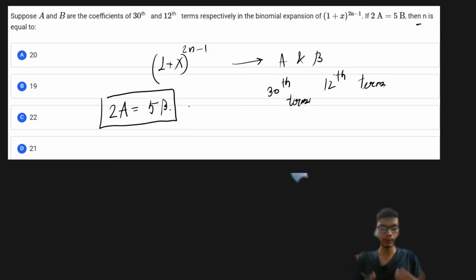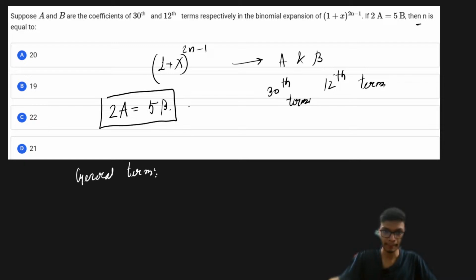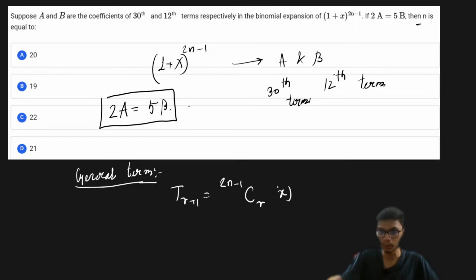So let us see how we are going to try this question. This question is going to be very simple. We just need to write the general term over here. Our general term, t of r plus 1, is simply (2n-1)Cr times x to the power r, right? That is going to be our general term over here.